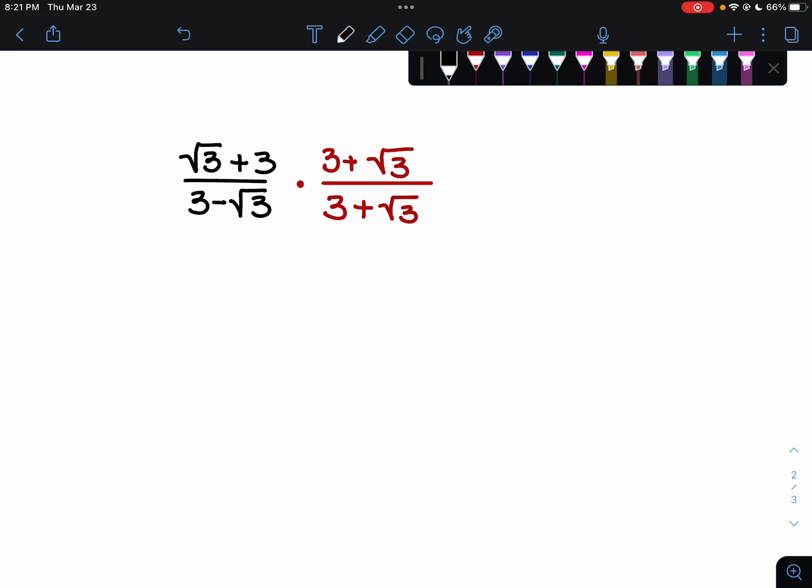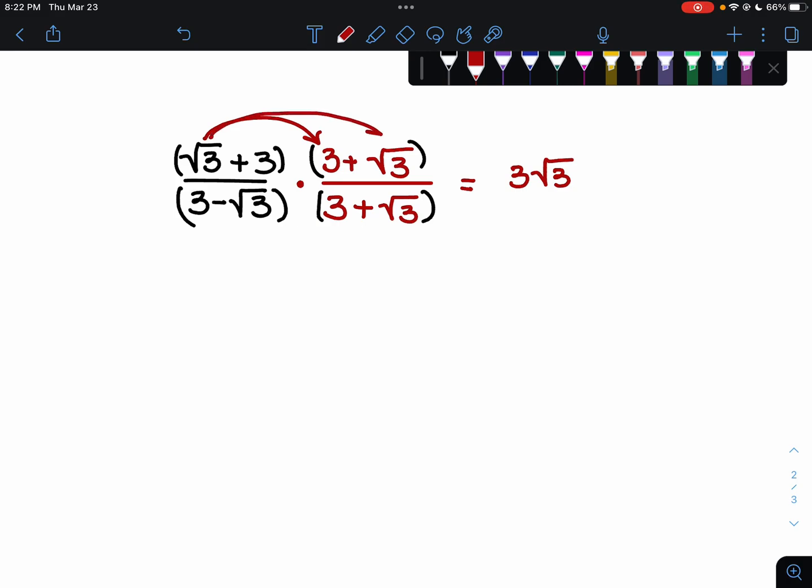So what this turns out to be is two different FOIL problems. The first FOIL problem is rad 3 times 3, which equals 3 rad 3. One is under a radical, one is not, so you can just put them together and that's it. You cannot multiply what's underneath. Then I have rad 3 times rad 3. Rad 3 times rad 3, we know, is 3.